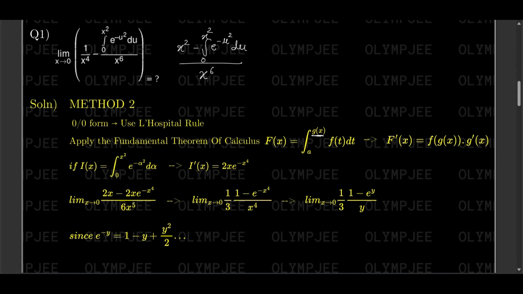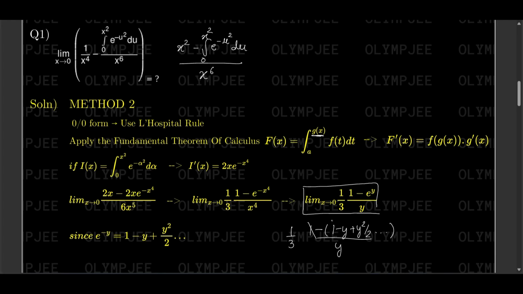And if I take x raised to the power 4 as y, then I will get this, right? Because x raised to the power 4 is common here and here. And since we are again using the Taylor series of e raised to power minus y, which is 1 minus y plus y square by 2, if I put it here, I will get 1 by 3, 1 minus y plus y square by 2, and so on, divided by y.